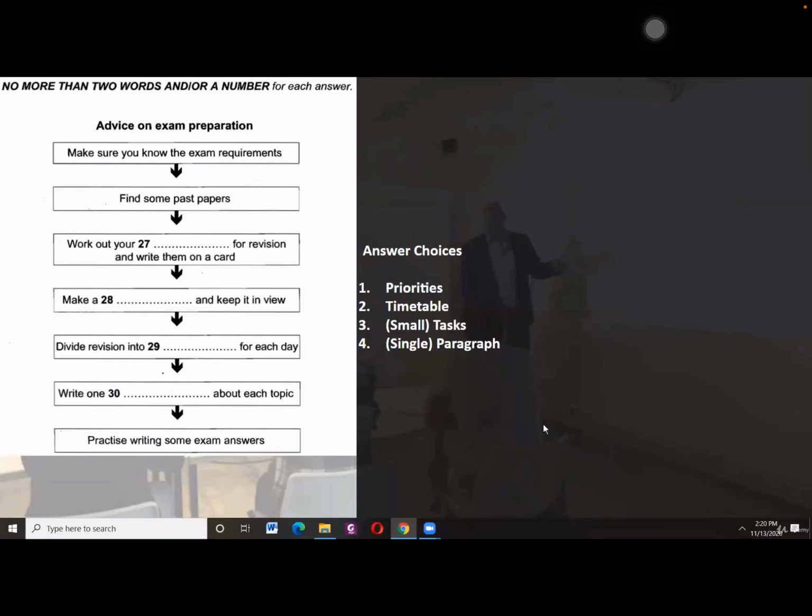All right. So, yeah, I mean, like some of you all were talking about, does it say one word and a number? It's right there at the top. It says no more than 2 words and or a number for each answer. No more than 2 words and or a number.